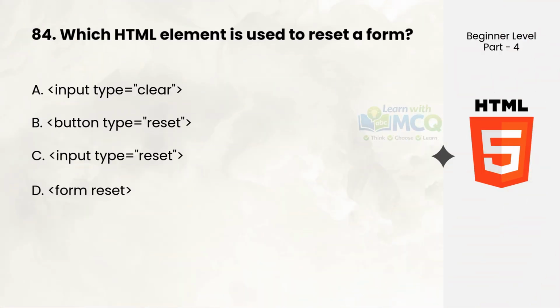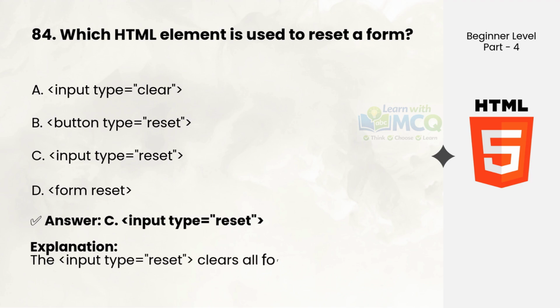Question 84. Which HTML element is used to reset a form? Options are A. Input type equals clear, B. Button type equals reset, C. Input type equals reset, D. Form reset. The correct answer is C. The reset input clears all form fields to their default values.